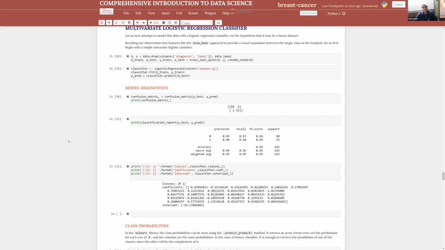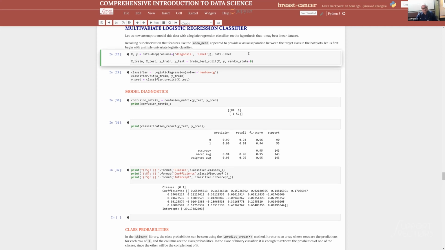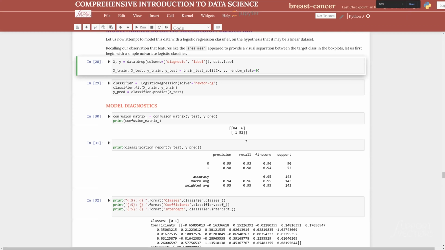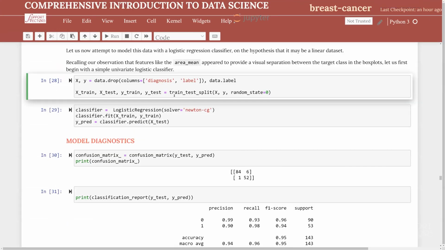Are we together? So how would you scale the data? Let me give you a hint. You need to add what lines of code here? In cell number 28, what is the code that you must put here? Let's say standard scaler.